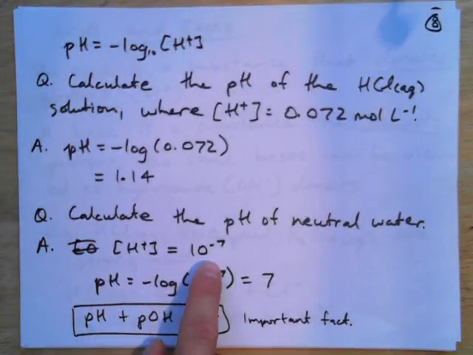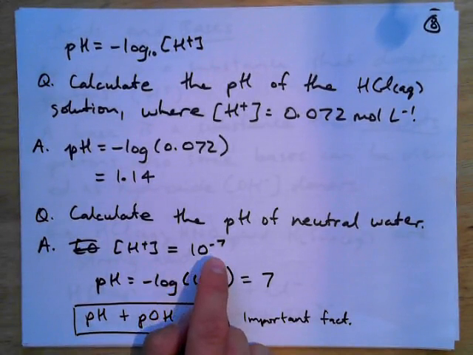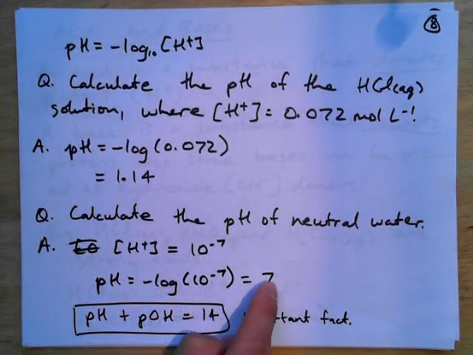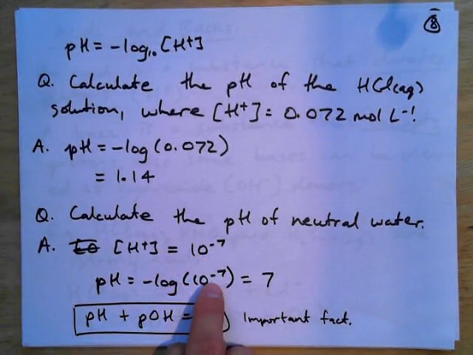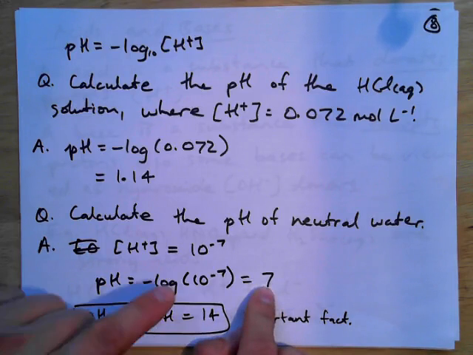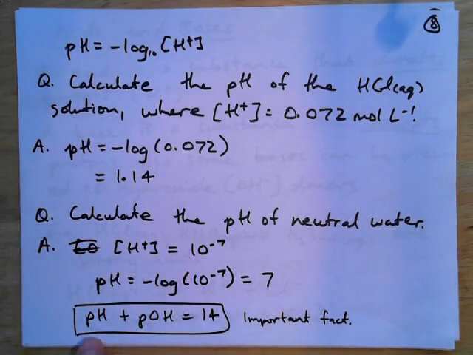Also, if you're wondering why pH of 7 is neutral, the reason is that if you put the negative log of 10 to the minus 7 in your calculator, it will give you a pH of 7. So try that in your calculator as well. That's why neutral water has a pH of 7. It's because the concentration of the H plus is 10 to the minus 7. The important fact is that pH plus pOH equals 14.